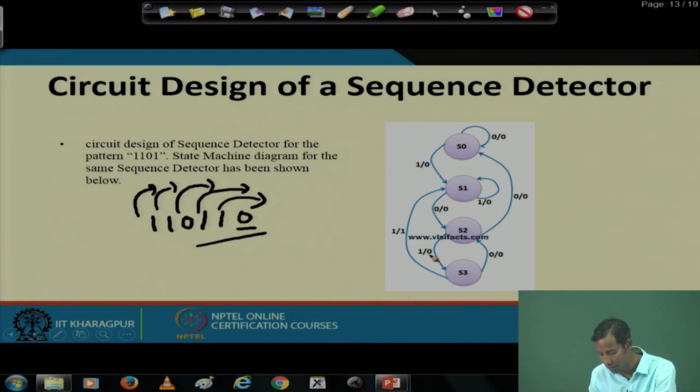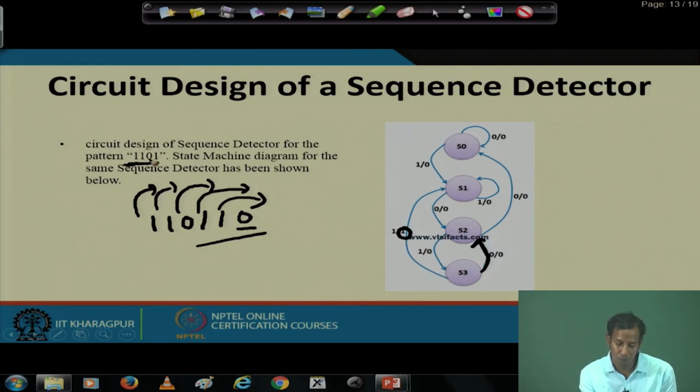Whenever it finds that all of the sequence, 1, 1, 0 and then 1, has been found, the output will be 1. In all other cases it will be just 0. If in S3 it is found that the bit is 0, then it will go to S2, the previous state. So this is the corresponding FSM for detecting this particular sequence 1101.